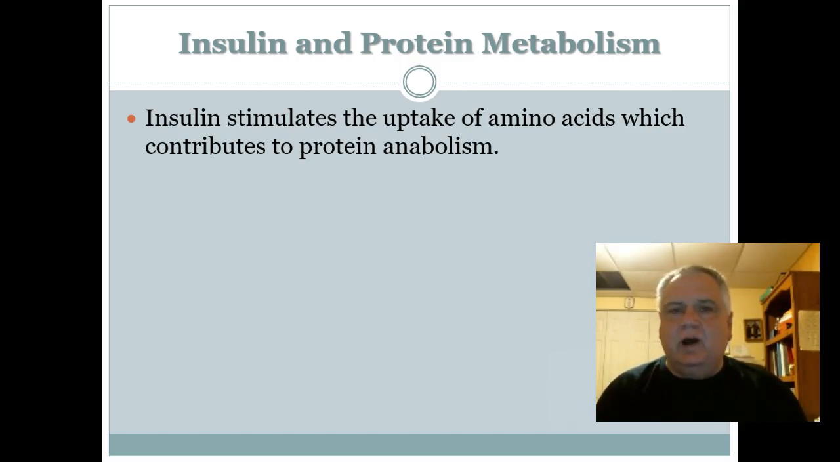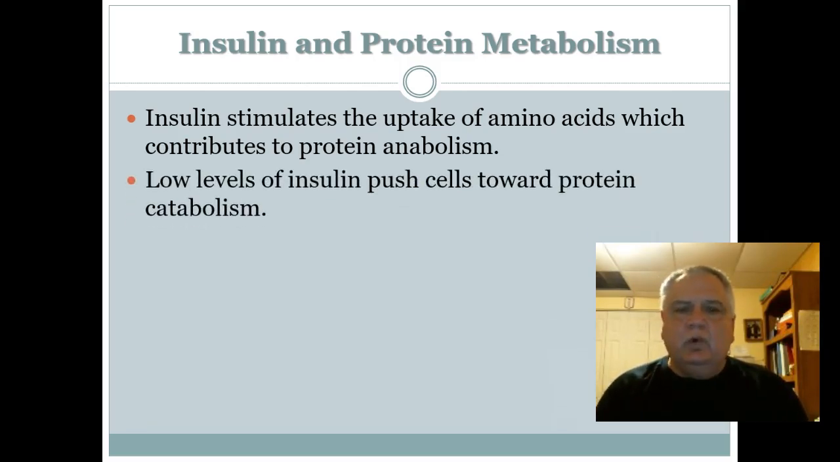So when insulin levels are high, cells will be stimulated to take up not only the glucose from the blood, but also amino acids, and use those amino acids to build proteins that they need, both structural proteins and enzymes to help catalyze chemical reactions in cells. However, when insulin levels are low, let's say we haven't eaten for an extended period of time, or we're not getting very many carbs in the diet, that's going to push the cells towards protein catabolism.